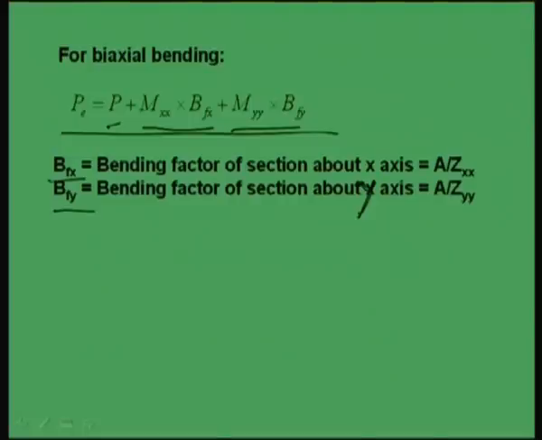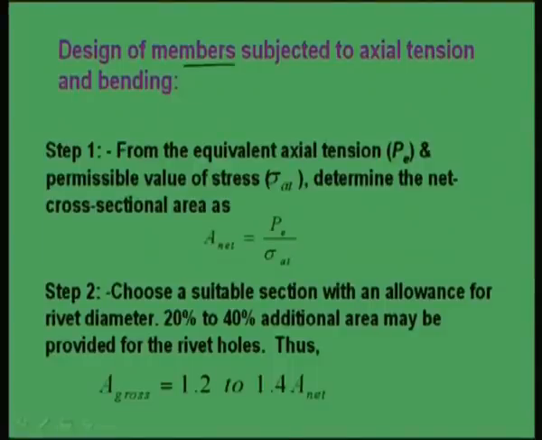So if we know BFX and BFY, because if the section is known, then all the other sectional properties can be found out. So from that we can easily find out the equivalent axial force due to axial tension and moment. Okay. Now we will see the design steps, means if the member is subjected to axial tension and bending, then how to start for the design.